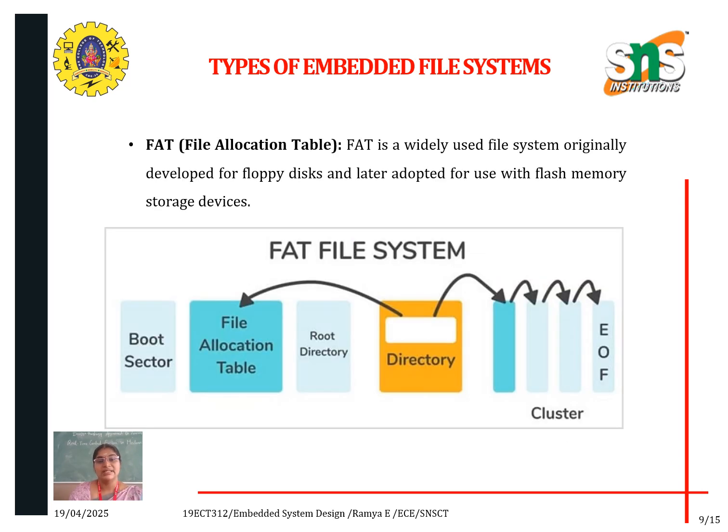Next is the FAT system. FAT means File Allocation Table. In this diagram we have different parts: one is the boot sector, another is the file allocation table, which communicates with the directory, and the root directory is also available. FAT is widely used, originally developed for floppy disks. The FAT file system was developed for floppy disks and later adopted for use with flash memory storage devices. So the first one is YAFFS and the other one is the FAT file system, that means File Allocation Table.